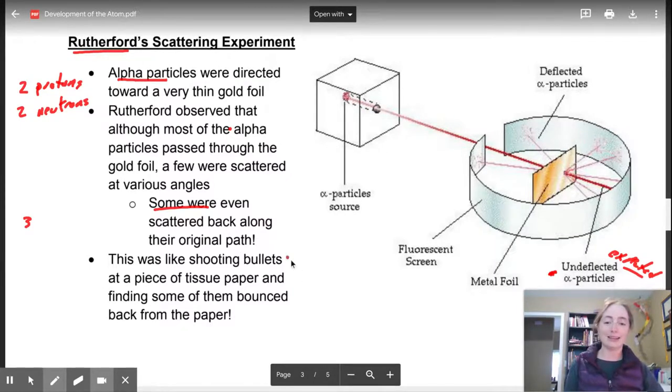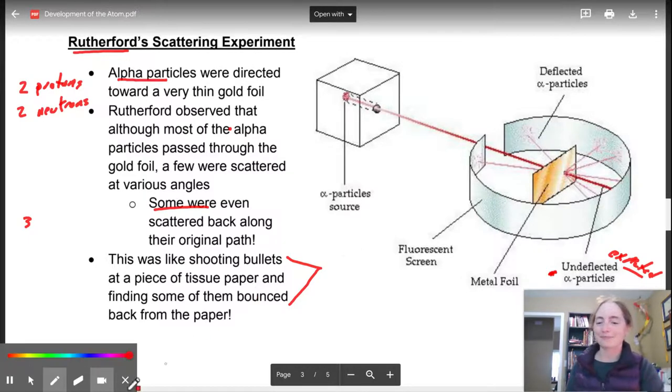And what he was expecting was like shooting bullets at tissue paper and then having them bounce right back at you. I love that reference. So completely unexpected.